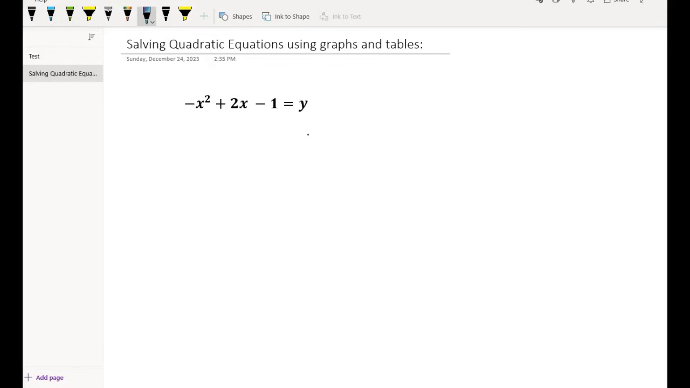Solving quadratic equations using graphs and tables, part 3. Like I mentioned in part 2, I'm going to cover a plot that has only one answer. Well, actually two, but they're both the same, so we call it one answer.